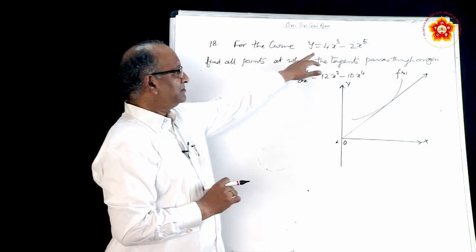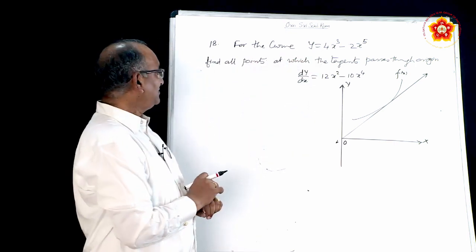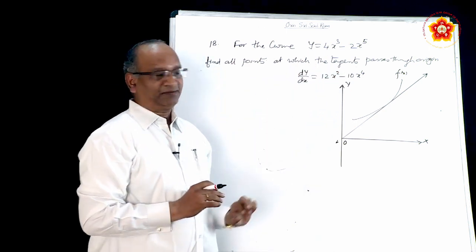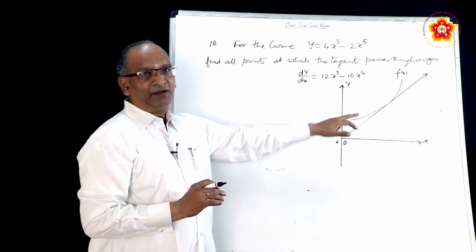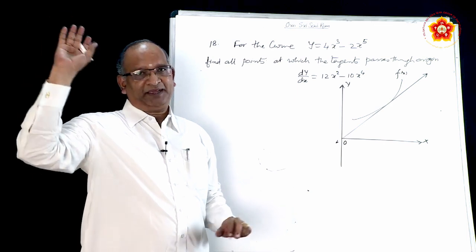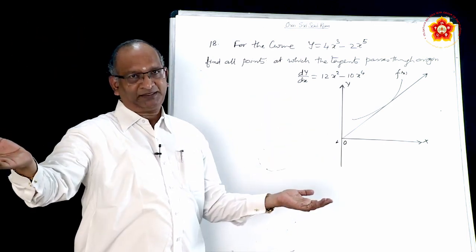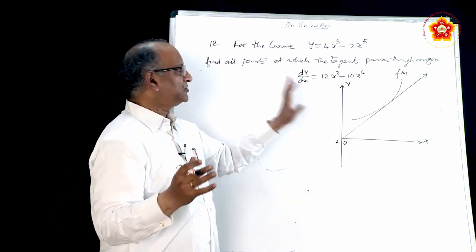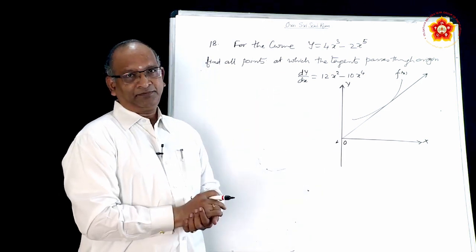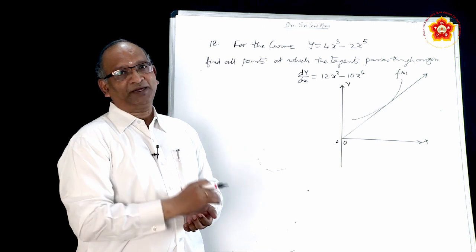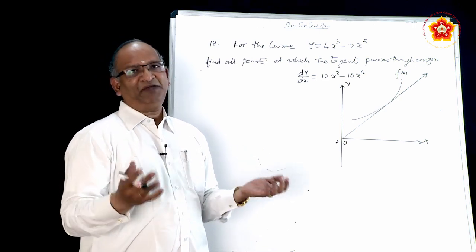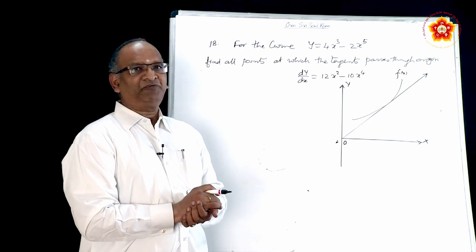For the curve, this is the function. Find all points at which the tangent passes through origin. We have seen one point. The curve can be in a different way. There may be more than one point where the tangents are drawn and all the tangents are passing through origin. He says find all such points. You can take one point and different values of that will give you the different points.